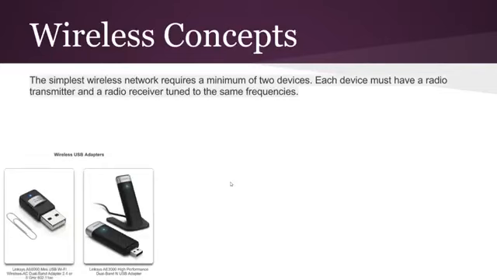Now, the simplest wireless network requires a minimum of 2 devices. Each device must have a radio transmitter and a radio receiver tuned to the same frequencies. At the bottom, we have a couple of examples of very basic and, as you can see, very tiny, completely functional wireless adapters.